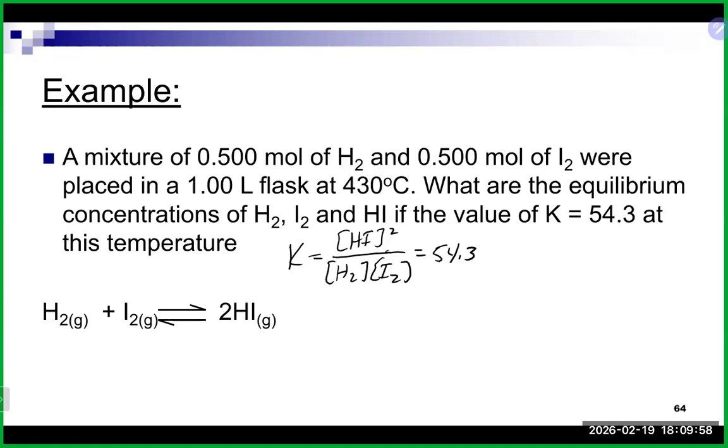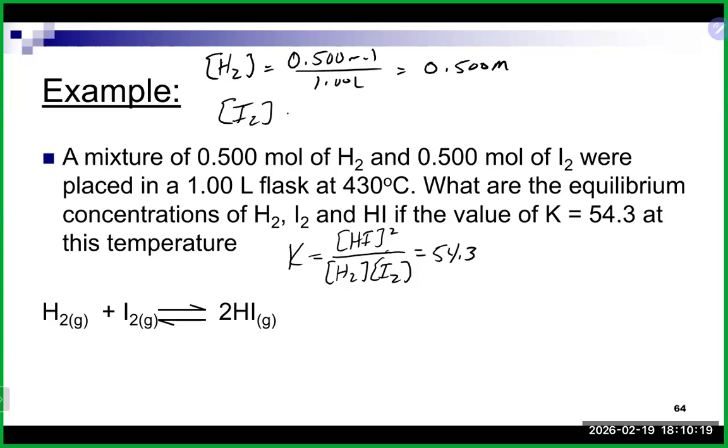Here we have moles and liters, which will allow us to calculate the concentration, as moles per liter is molarity. So this one's not too bad: 0.5 moles per 1 liter is going to get us 0.5 molar for our H2. Same thing here for our I2: 0.5 moles divided by 1 liter, 0.5 molar. Any questions so far?